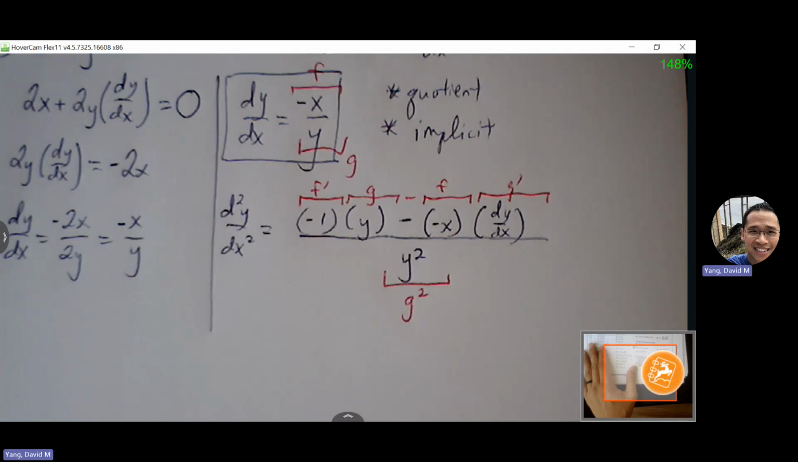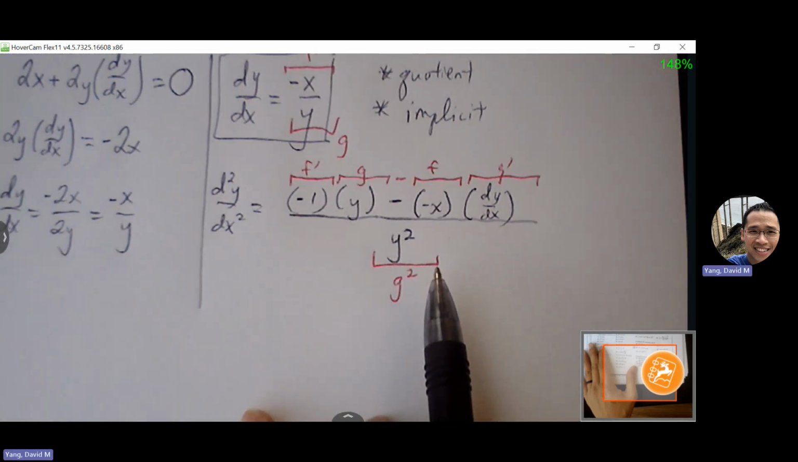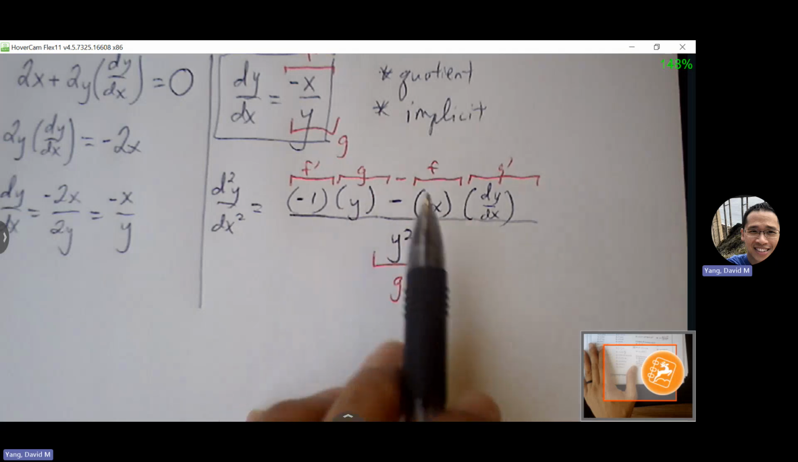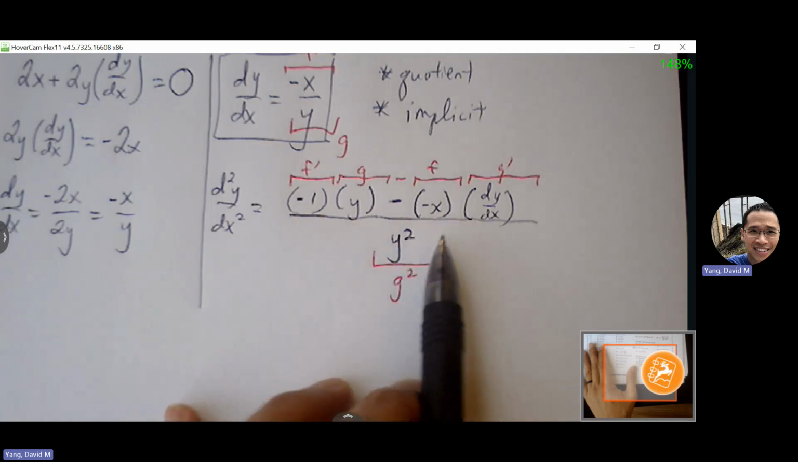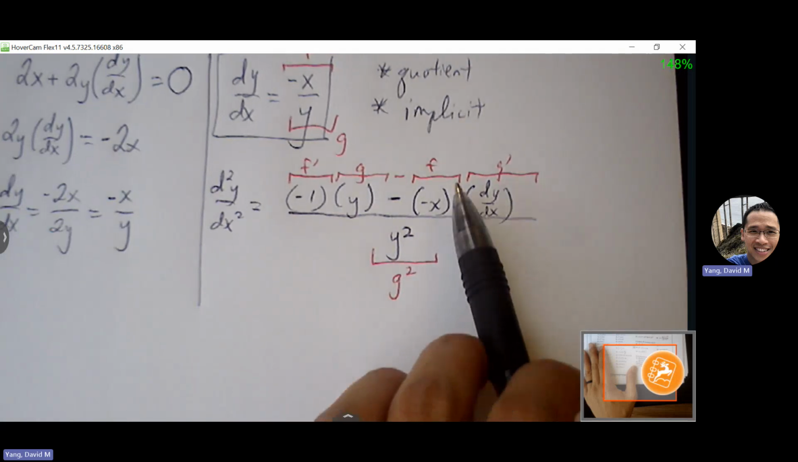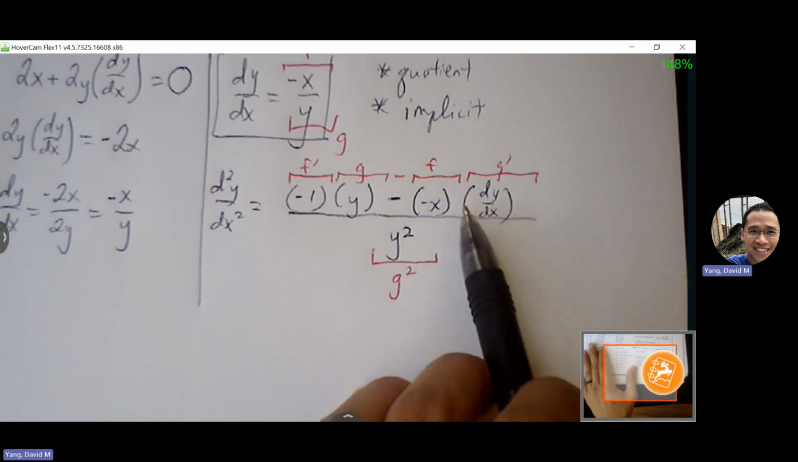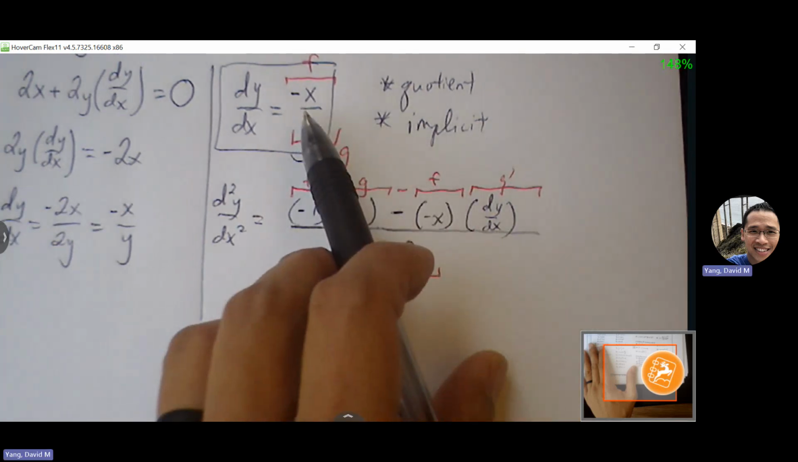Any questions? So we found the second derivative. We're done with the calculus. Now we just want to clean up the derivative down to as simple as possible. Okay. But no questions so far. Now the next thing is we would like to represent our second derivative just in terms of x's and y's. So we would like to find a replacement for this dy dx. What do you think I can replace dy dx with? Negative x over y. Okay.